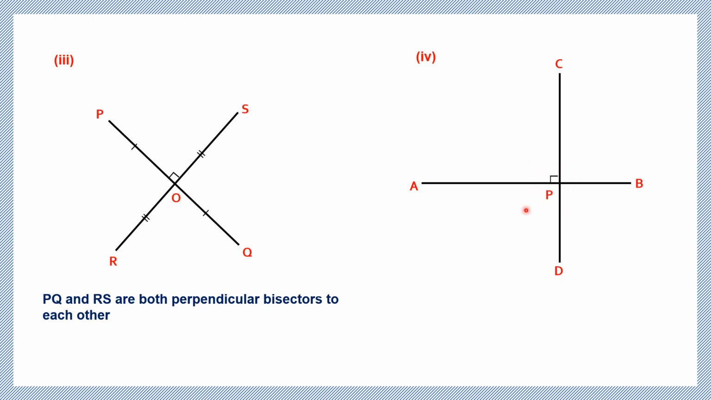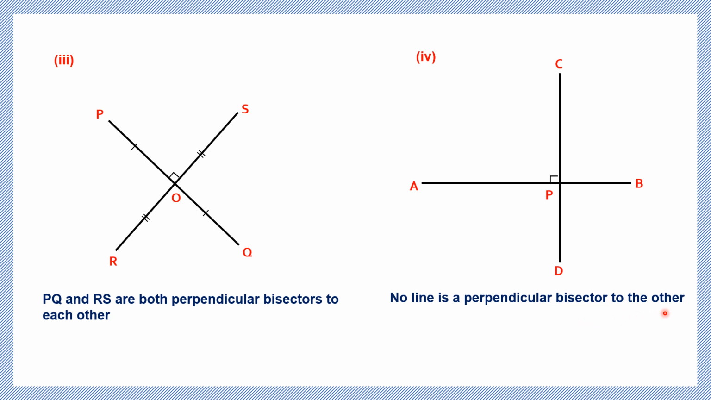But can you see it has not passed through the midpoint? It has not divided these two parts into equal halves. It has not divided these two parts into two equal halves. So here there is no perpendicular bisector. So you can say no line is a perpendicular bisector to the other.